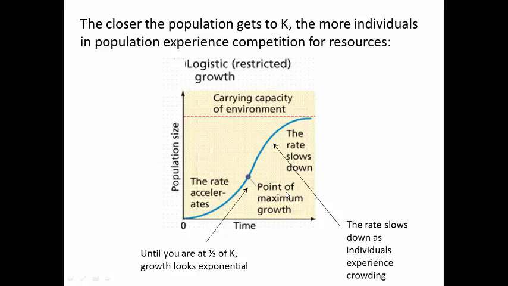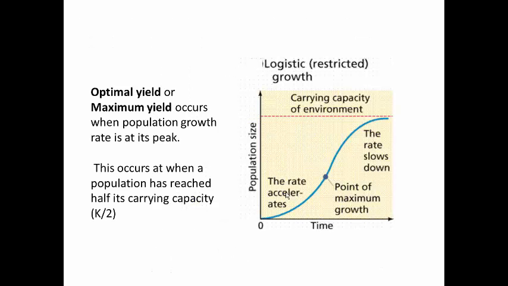Now this point of maximum growth is a really important point in conservation biology. It's used to calculate sustainable yield. So if you have, say, a fishery, and you want to know how many fish you can take in any particular year, you look at the carrying capacity and go half, and that's the number that you can take back. So it's the maximum replacement rate at that point. Optimum yield or maximum yield occurs when the population growth rate is at its peak, at half of the carrying capacity.